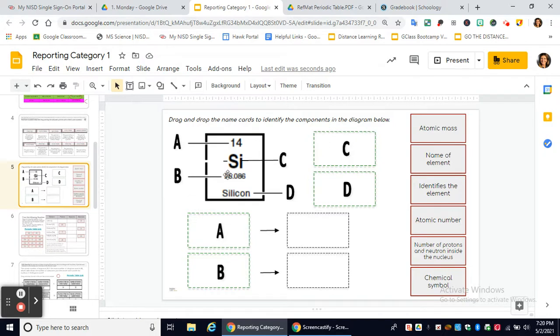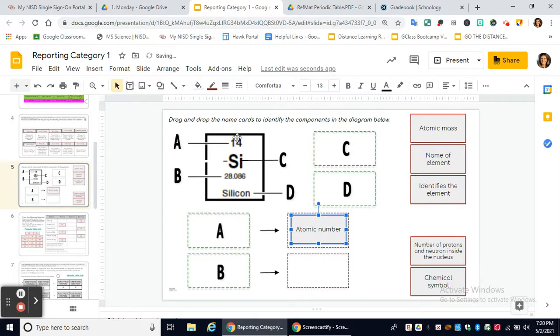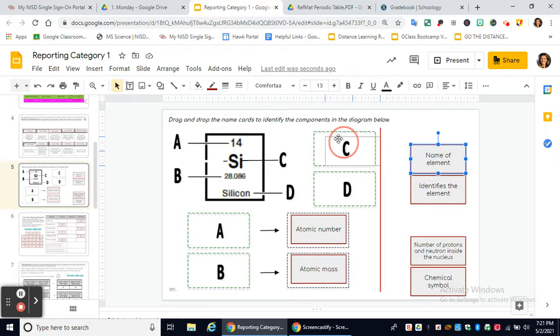All right, going to the next slide, we're going to drag and drop the name cards to identify the components in the diagram. So let's look at A. A is pointing to the atomic number. Now this number tells you how many protons are in the nucleus. It also tells you how many electrons are in the electron cloud. B is what we call the atomic mass. That's the combination of the protons and neutrons in the nucleus. And C is pointing to the name of the element.